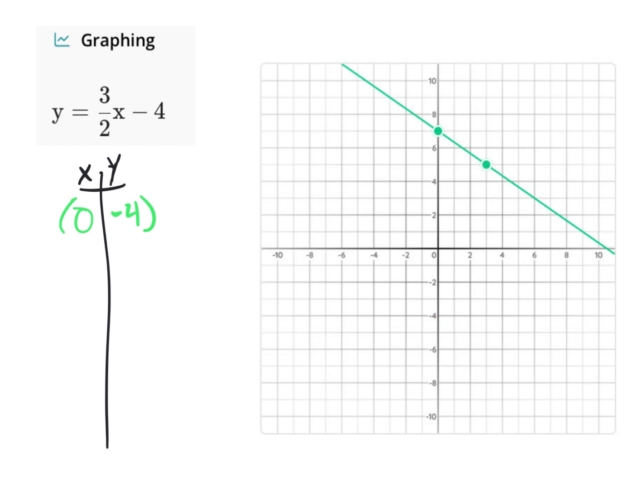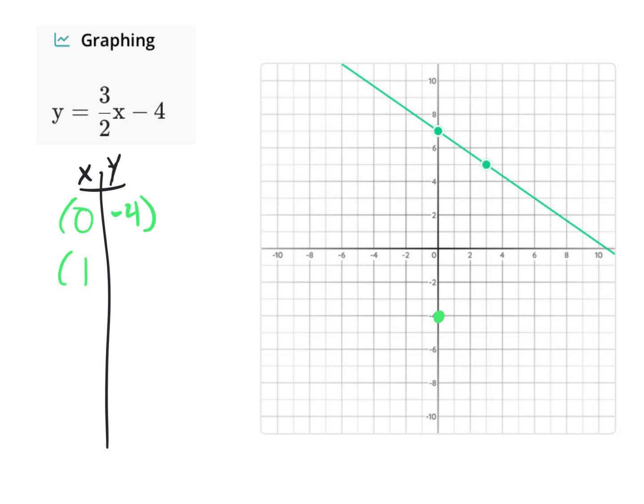That would be down here, okay? 0, -4. But we need more points, right? And if you did try 1, it's going to get ugly because when you plug in a 1, 3/2 minus 4, dang, a fraction minus a number, you need a common denominator. That's not fun, right? So let's not even mess with that.